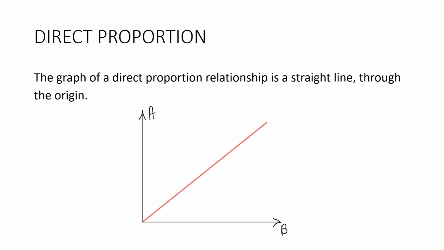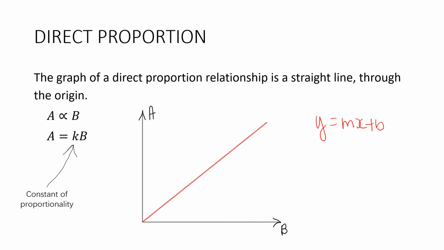Now the reason that this is in this lesson is because the graph of a direct proportion relationship is a straight line, but it's a particular type of straight line. It has to go straight through the origin. So we have A is proportional to B, and that's exactly the same as A equals KB. We call K the constant of proportionality. If we compare this to our gradient-intercept form, y equals mx plus b, it's very similar. But in this case, b is equal to 0 because the y-intercept is 0. And have a look at this. The gradient m is the same as k.